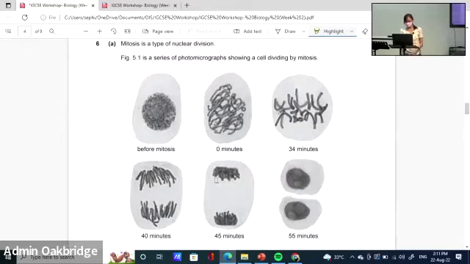Try these. These are actual cells, guys. Actual chromosomes, they're not drawings. All this while I've been looking at drawings.